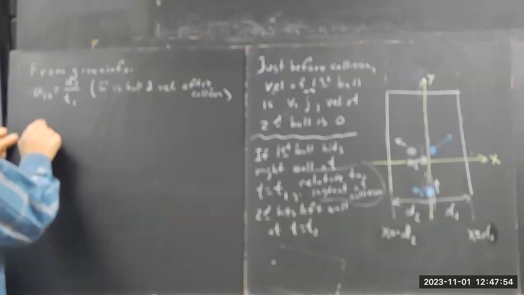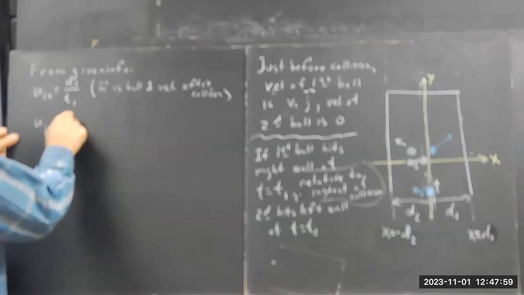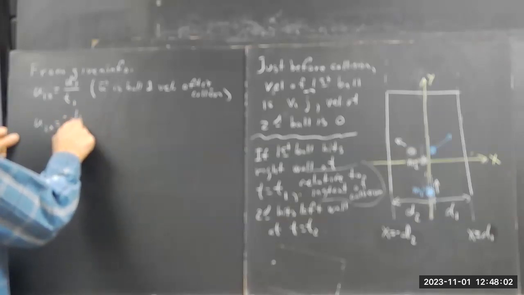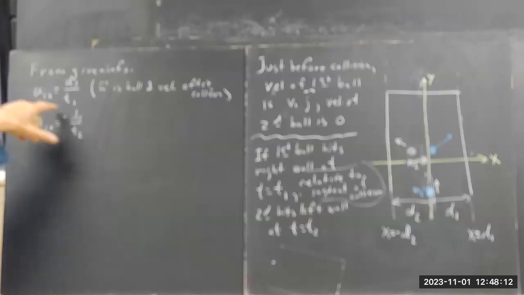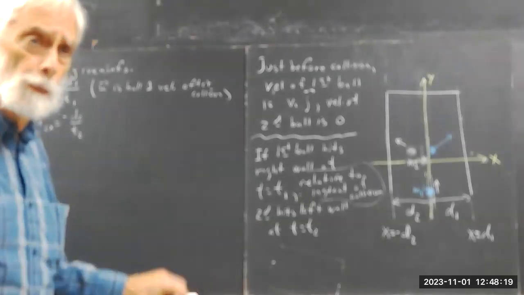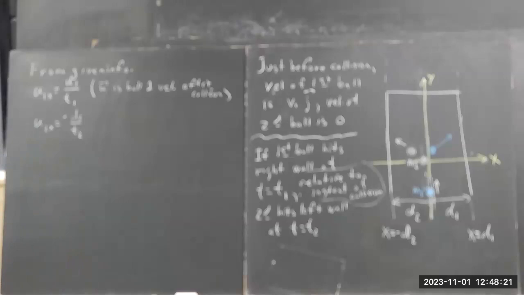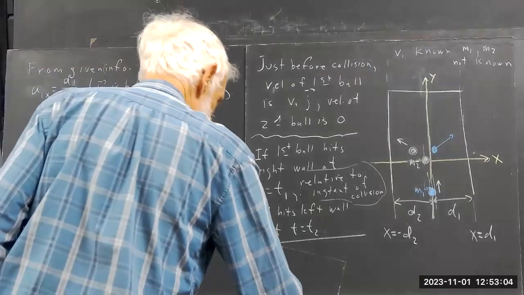And U2X is negative D2 over T2. We'll make a similar comment, that's pretty implicit. We know what U1X means, we can figure out what U2X means. Do we agree? Okay, good. Now where can we go from there? Now we'll just make a little statement here.